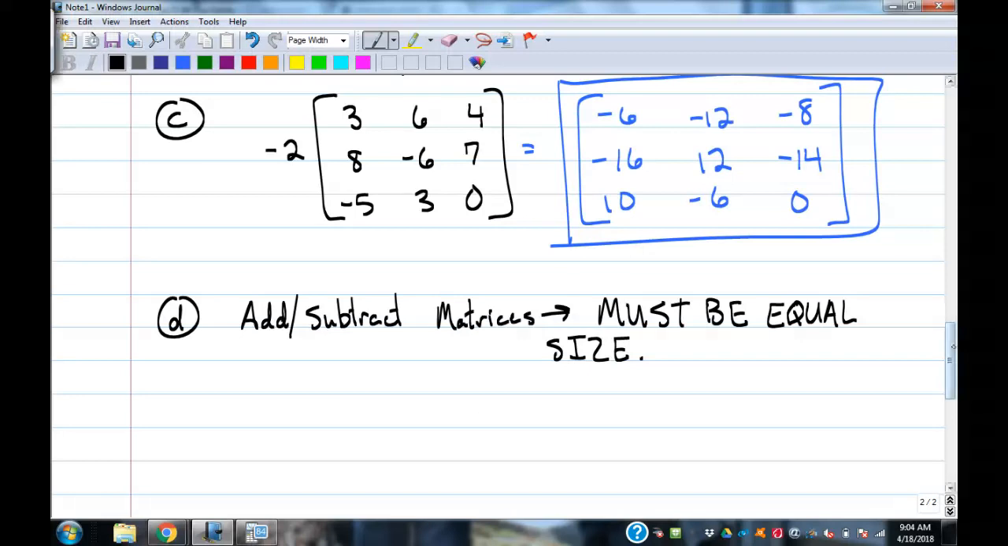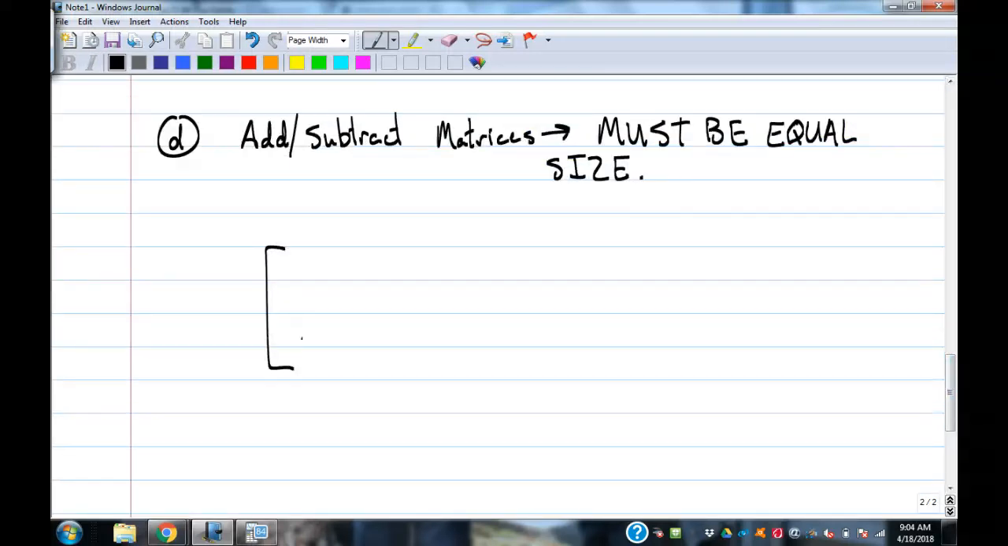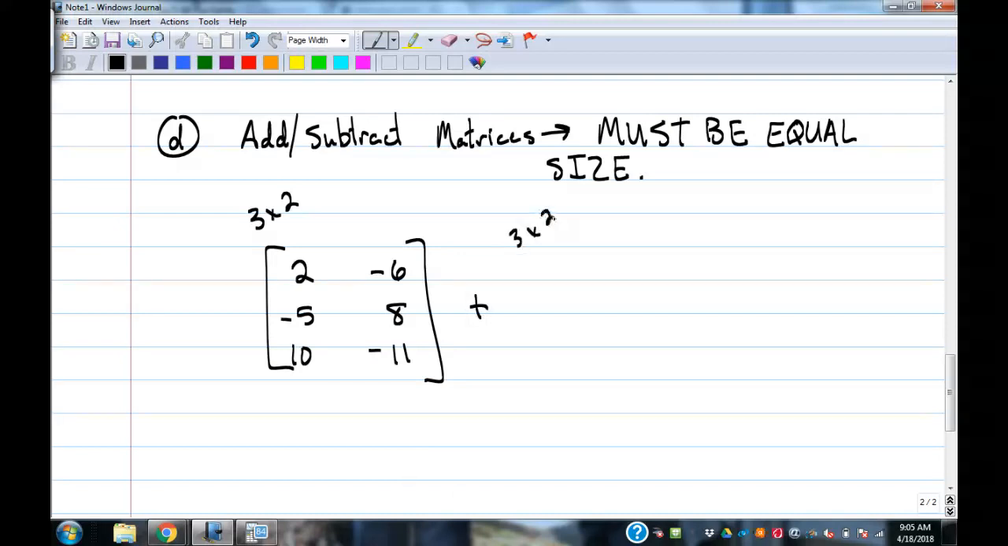All right, so let's look at an example. 2, -6, -5, 8, 10, -11. What size is that matrix? It is a 3 by 2. So if I'm going to add something to that, it has to be what size? It's got to be 3 by 2. So let's make one up that's 3 by 2. -5, -8, 13, 6, -14, and 4.